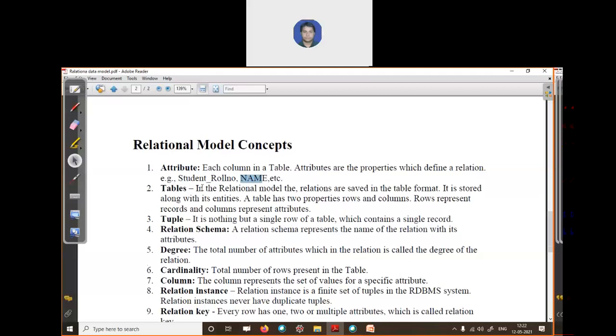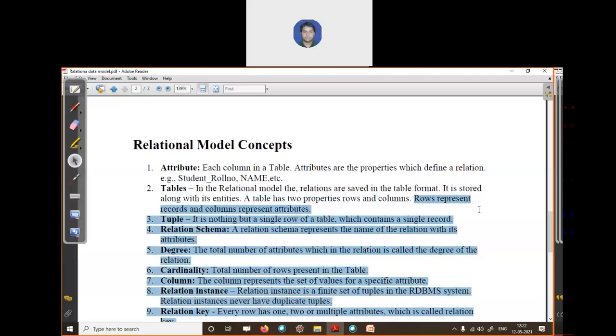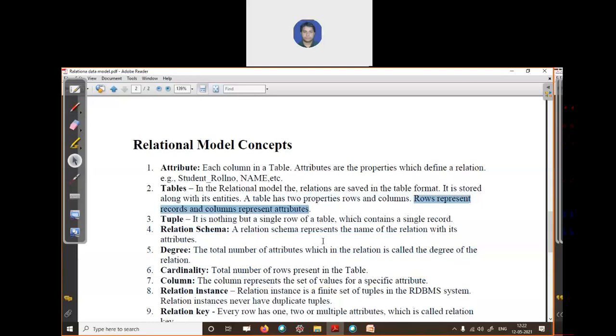A table is a relation. In the relational model, relations are saved in table format, stored along with their entities. Every table has two properties, rows and columns. In the rows we store our records, and columns show the attributes. Rows represent the record and columns represent the attributes. A tuple is a record. Each row you can call a tuple. You are storing your data in the form of a table, and these rows are called tuples.